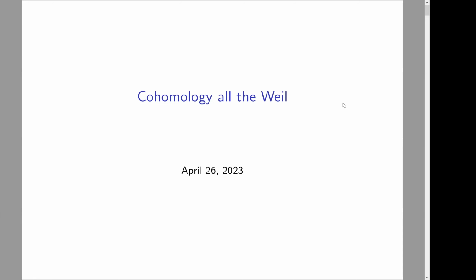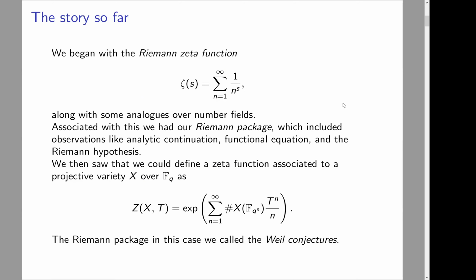So, on that note, we did start with the classical Riemann zeta function, the sum of 1 over n to the s. This series, as written, is defined for any complex s with real part greater than 1. But then you have what we refer to as our Riemann package, which has a lot of great data in it. It includes ideas like, well, this function can be analytically continued to a large domain.